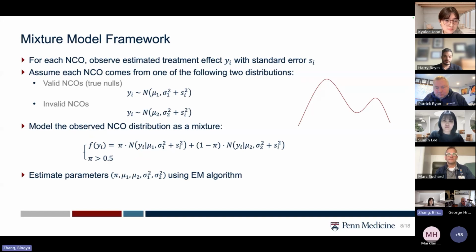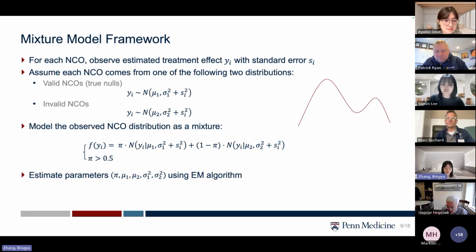In this mixture model framework, we observe for each negative control an estimated treatment effect yi with standard error si, and we assume each negative control outcome comes from one of two distributions. One is a valid cluster with mean mu1 and variance sigma1 squared, and the other cluster, the invalid negative control outcomes, with mean mu2 and variance sigma2 squared. The observed negative control distribution is modeled as a mixture of these two, and we can estimate the parameters using the EM algorithm.